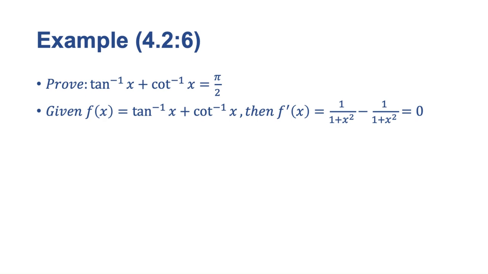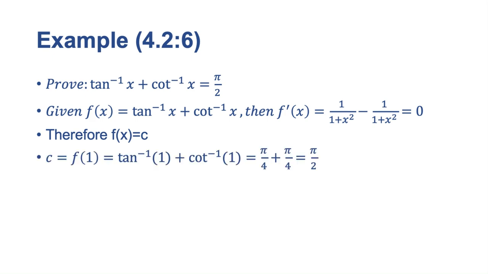So if I'm given f of x equals the arctangent of x plus the arccotangent of x, then f prime of x will be 1 over 1 plus x squared minus 1 over 1 plus x squared. Of course, we need to remember some of our older inverse trig function differentiation formulas, and that equals 0. Okay, therefore, f of x equals c if our derivative is equal to 0. So c will be f of 1, and that will be the arctangent of 1 plus the arccotangent of 1, meaning pi over 4 plus pi over 4 equals pi over 2. Now that is our last example for the mean value theorem.